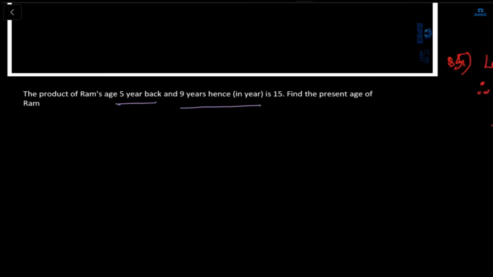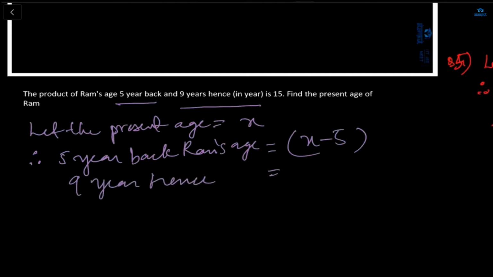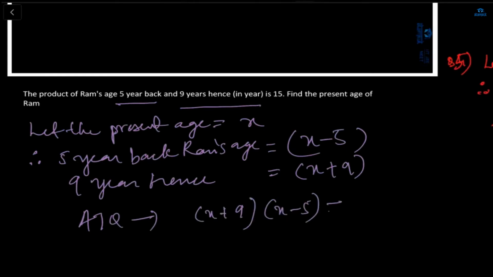Whenever an age problem is there, I have already told you we have to assume the present age as x. So let the present age be x. Therefore, 5 years back, Ram's age will be x minus 5, and 9 years hence, it will be x plus 9. Now it is said that the product is 15, so according to the question, (x plus 9)(x minus 5) is 15.